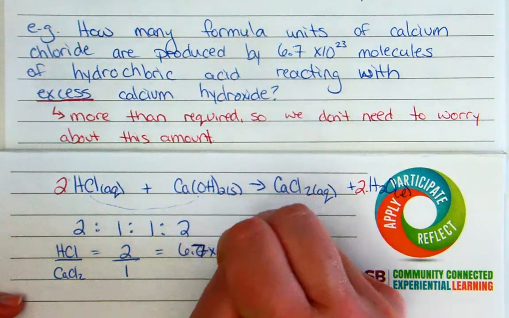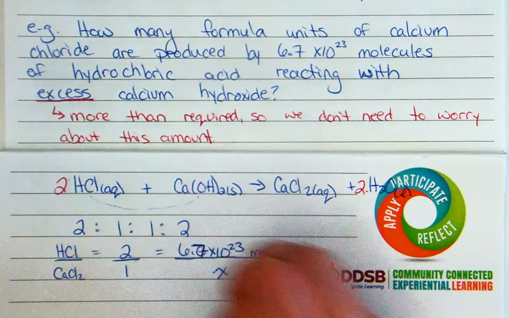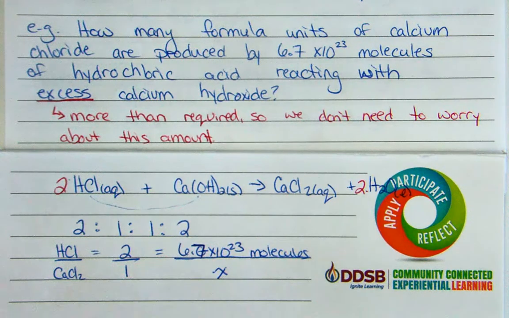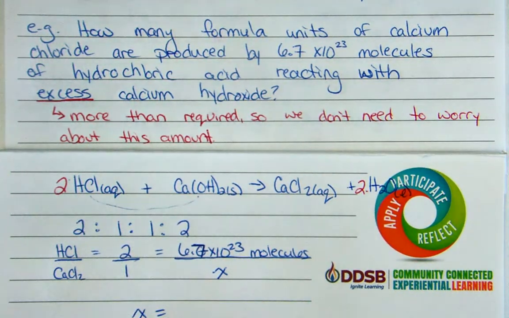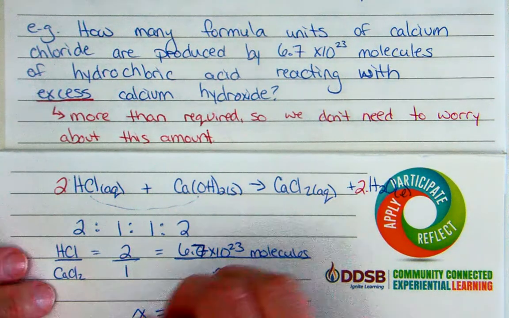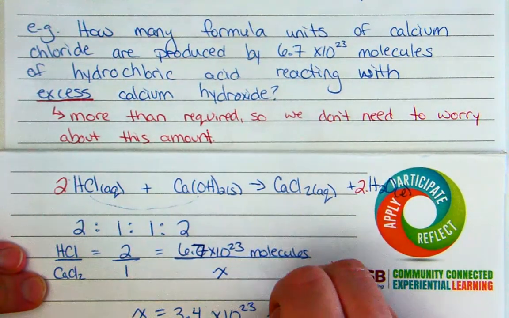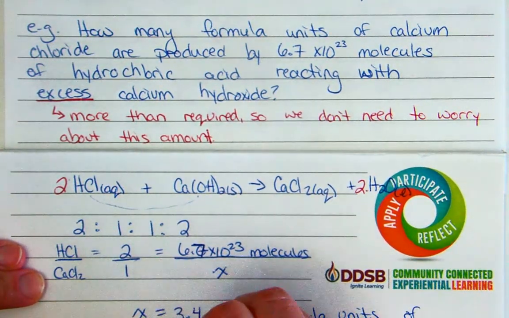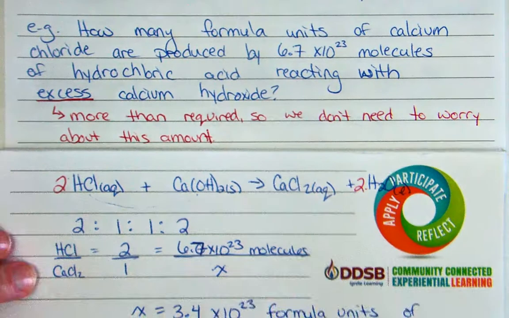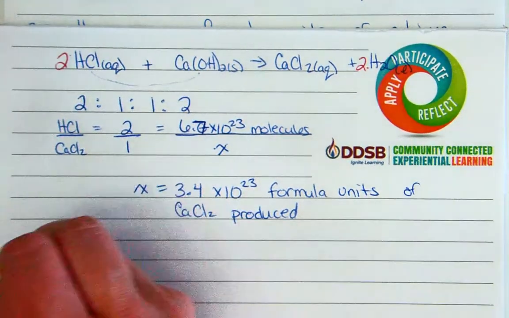So now, if I have 6.7 times 10 to the power of 23 molecules of hydrochloric acid, figure out how many formula units of calcium chloride that will produce. When I solve for x, I'm going to use my calculator right here. That's going to give me 3.4 times 10 to the power of 23 formula units of calcium chloride produced. Great, let's keep going. New example.